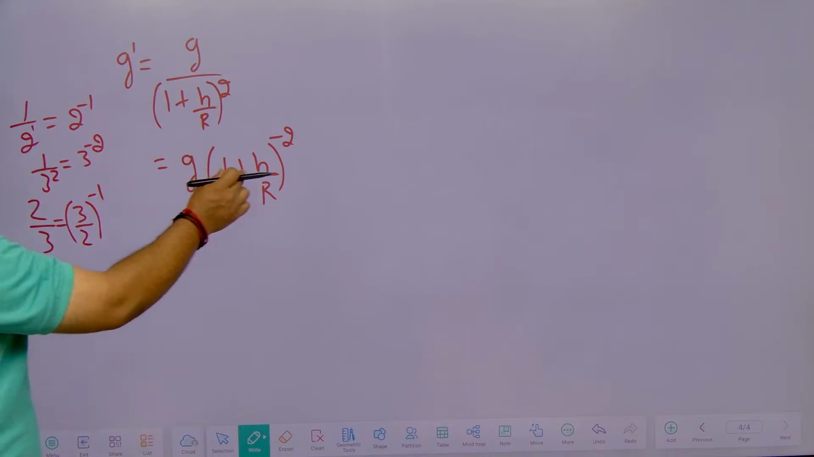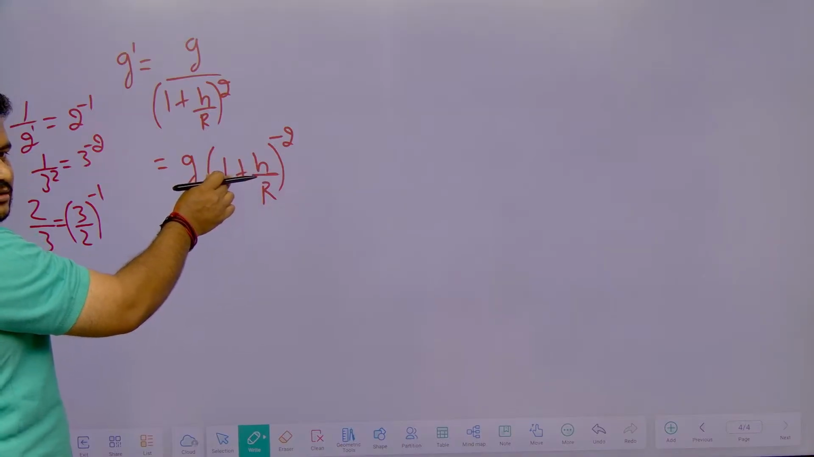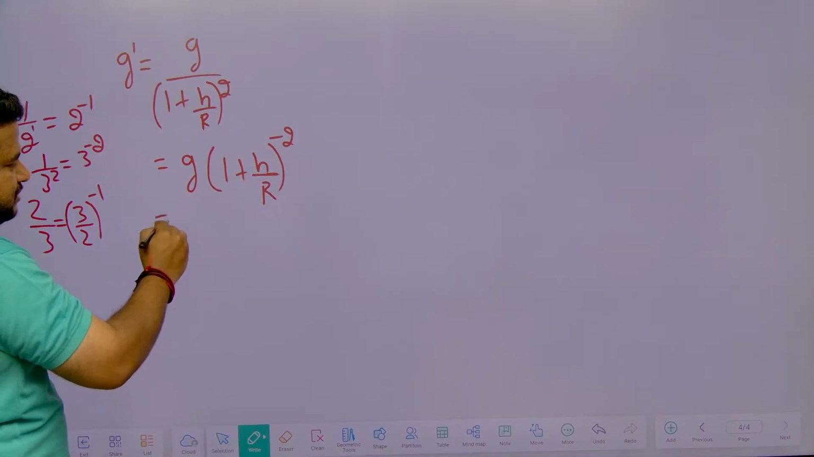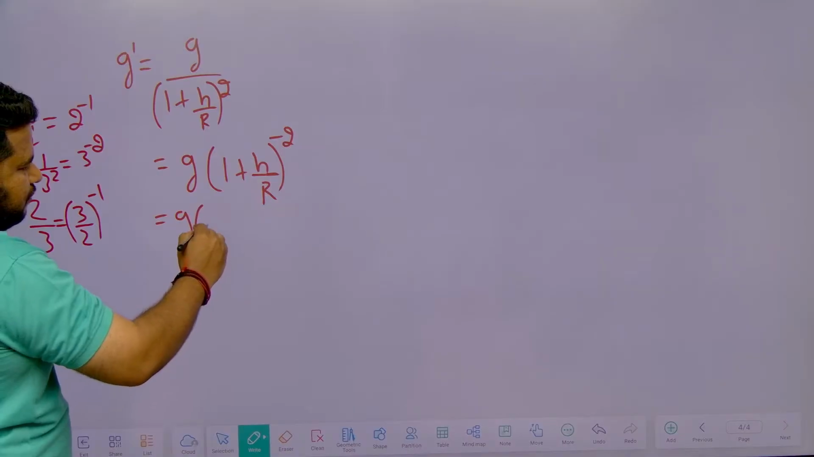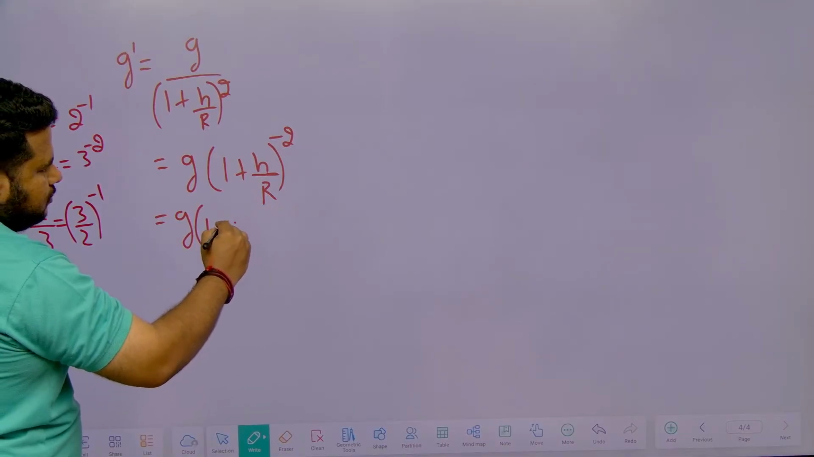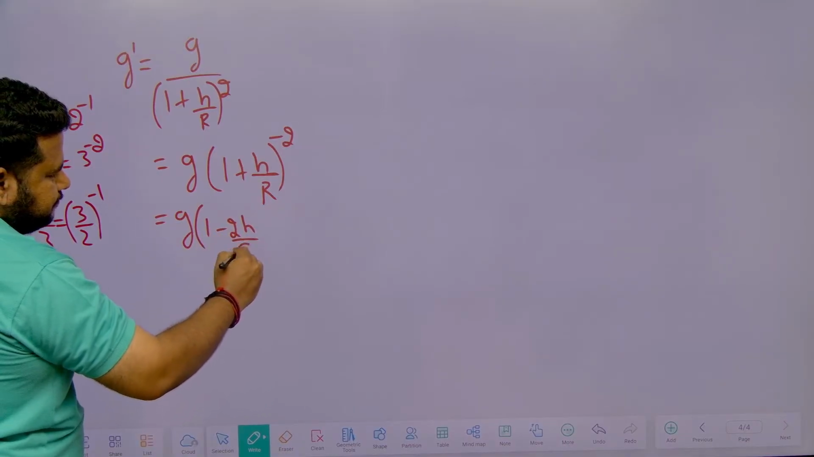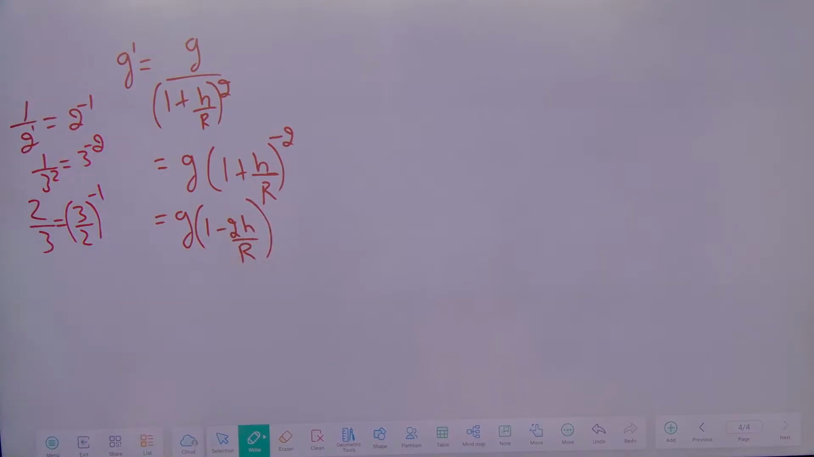So this H by R is very less than 1, so I can apply binomial expansion. This will become G into 1 minus 2H by R. This is how you used to do the derivation. Now understood why you used to do this? Because in gravitation also, in questions, you can use binomial expansion and solve the question easily. Clear? You can make a note of it if you want.